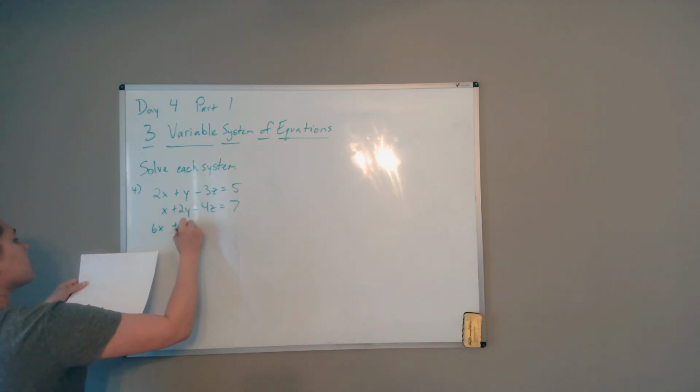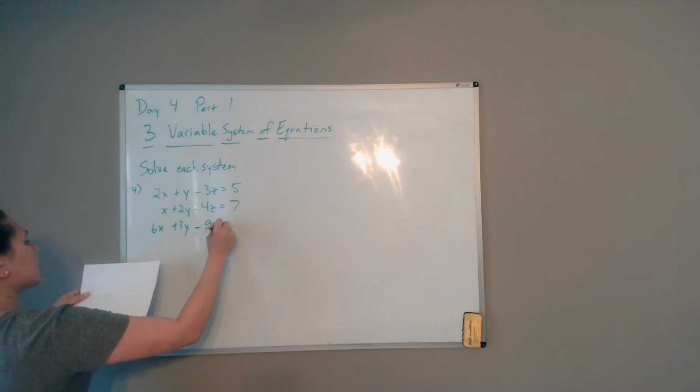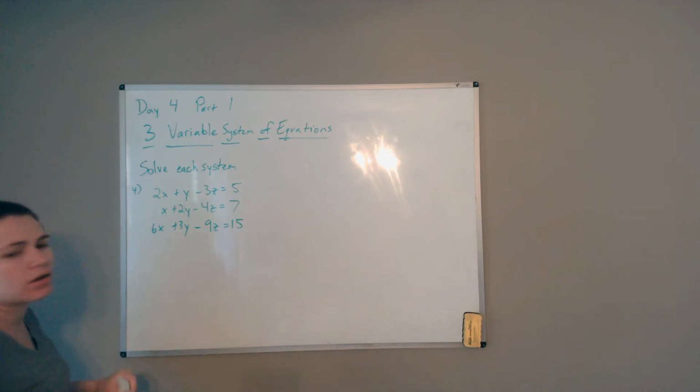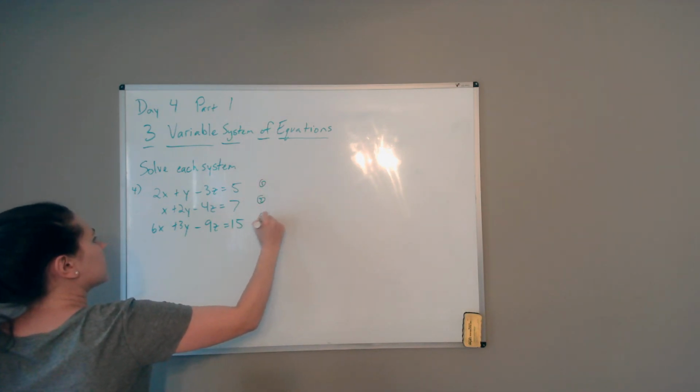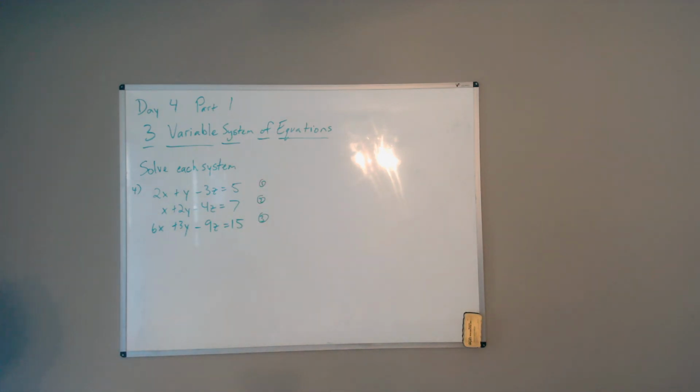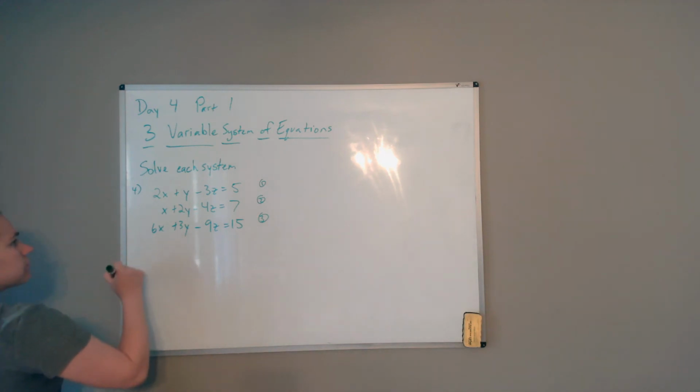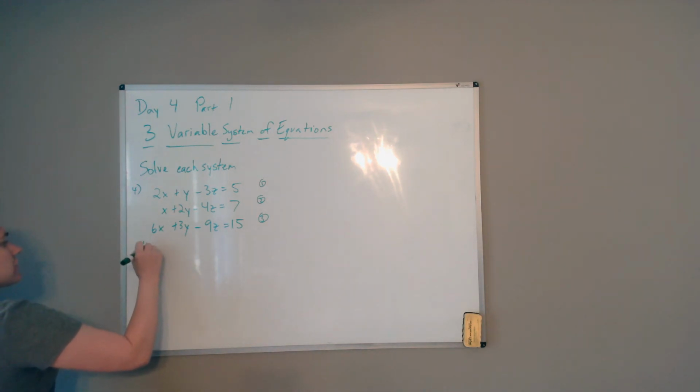6x plus 3y minus 9z equals 15. Okay, so here's our system. We have to solve, label it 1, 2, 3, and I'm going to say to myself, I'm going to eliminate x because I have just x here. I could do the same with y. So really, if you choose eliminate x or eliminate y, those are the two most efficient variables to get rid of first. So I'll just eliminate x.